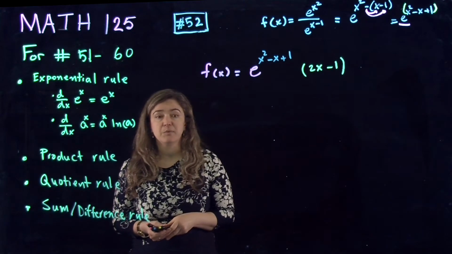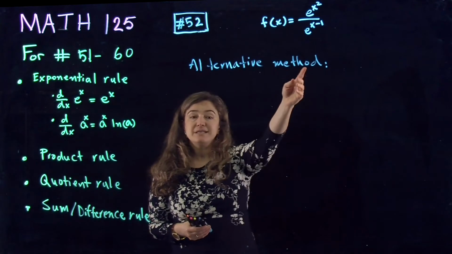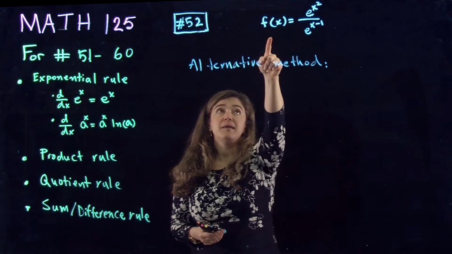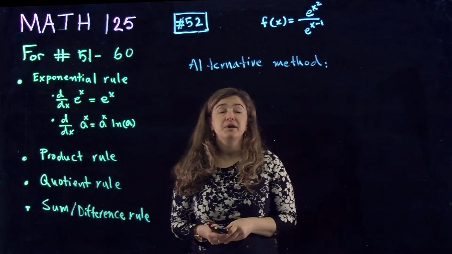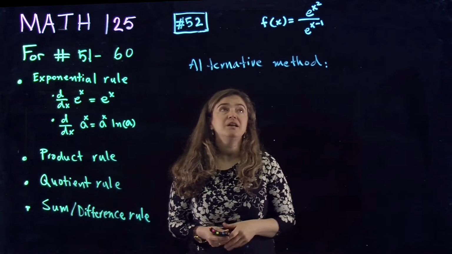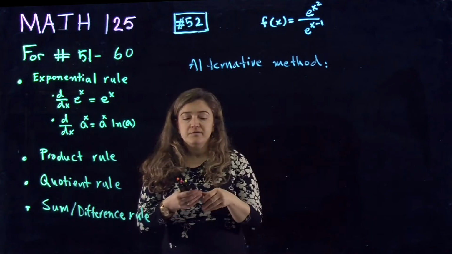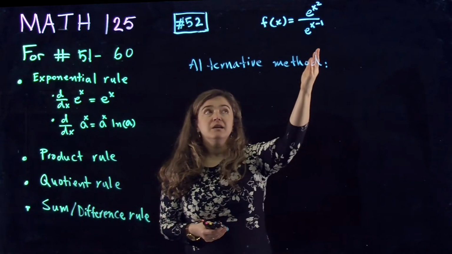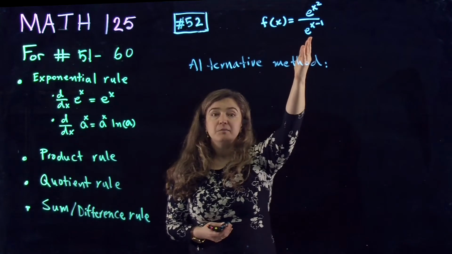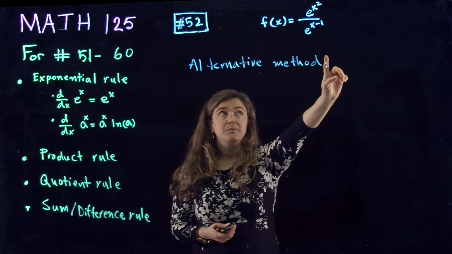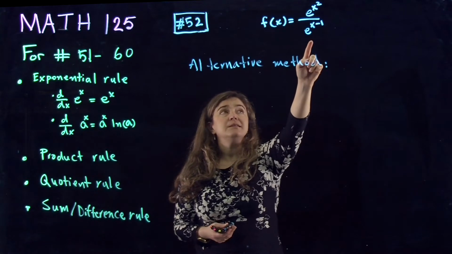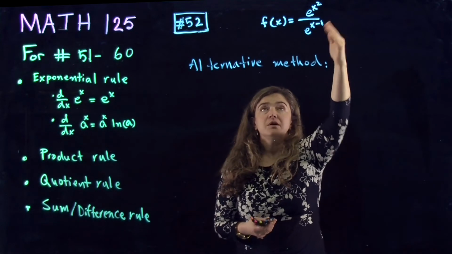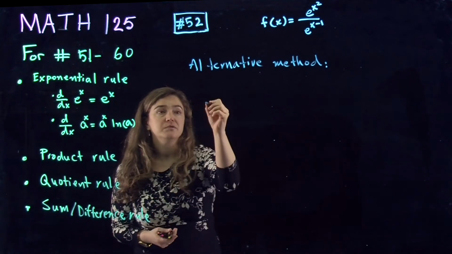No need to simplify. We already presented one method of taking the derivative of f of x equals e to the power x squared over e to the power x minus 1. Now we would like to give an alternative method, without using the exponent laws and simplifying to one exponential. This time around, if I look at this, I see a quotient rule. So let's try to do the quotient rule.